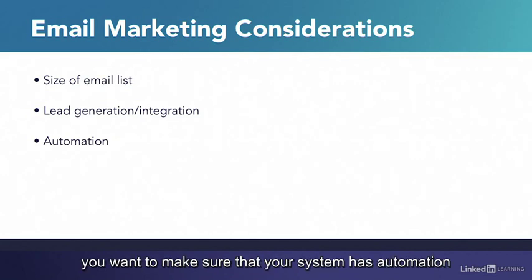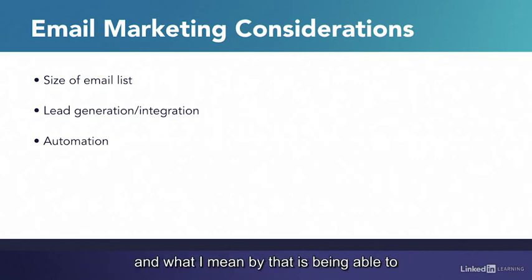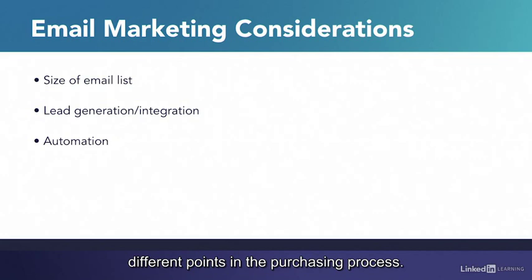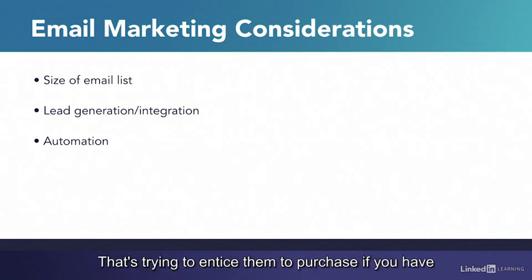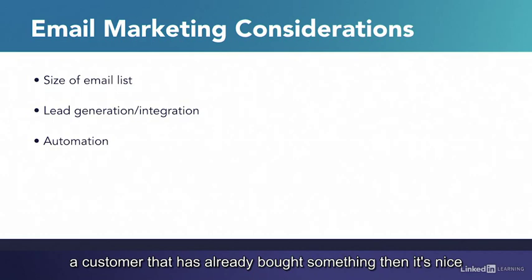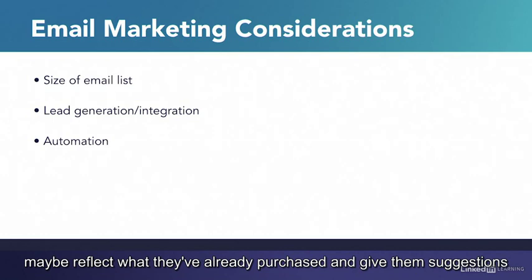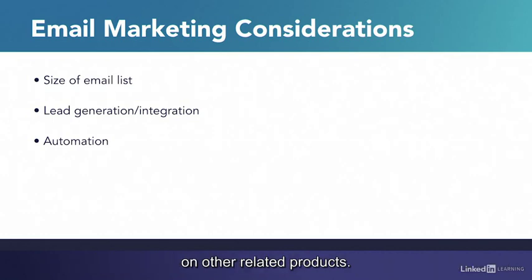You want to make sure that your system has automation. And what I mean by that is being able to send out different emails to different customers that are in different points in the purchasing process. So if you have a customer who hasn't purchased yet, you want them to receive a certain email that's trying to entice them to purchase. If you have a customer that has already bought something, then it's nice to have an email that's sent specifically to them to maybe reflect what they've already purchased and give them suggestions on other related products.